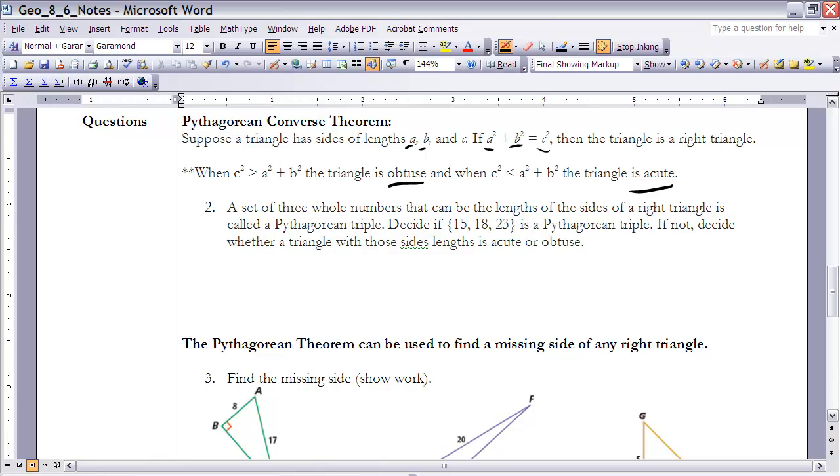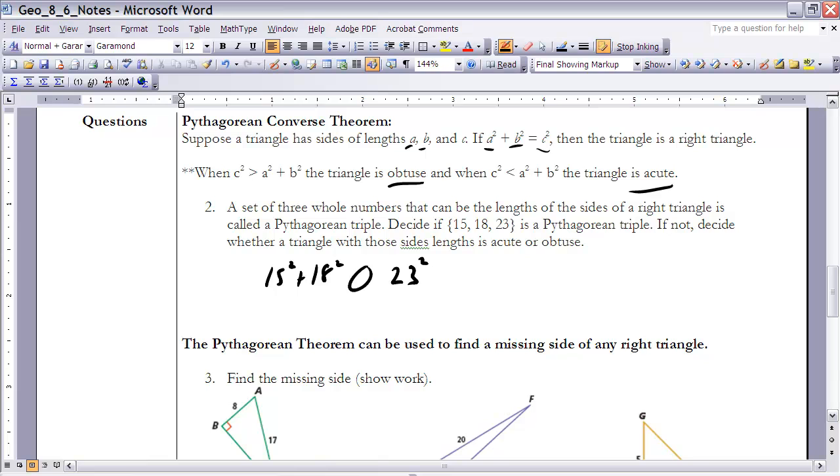Well, the way that we do that is we plug this into the Pythagorean theorem and see what happens. If it's equal, then we know that it's going to be a right triangle. If c squared is greater than a squared plus b squared, then we know it's obtuse. If c squared is less than a squared plus b squared, then we know it's acute. So let's go ahead and do that. So I'm going to just say 15 squared plus 18 squared, and we want to see how it compares to 23 squared. So we want to get our calculator out to do that, and let's see what we get here.